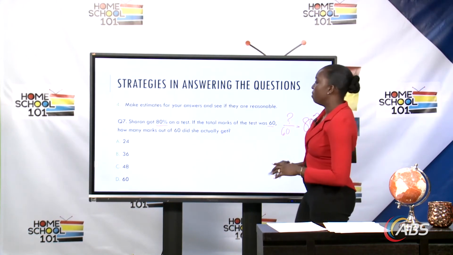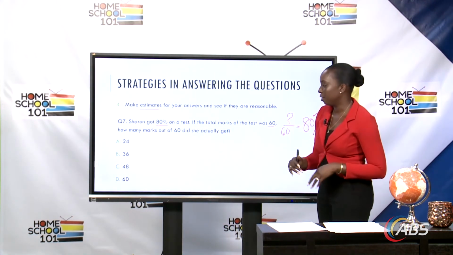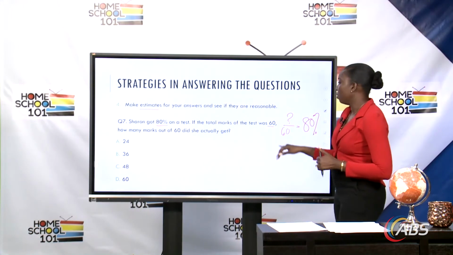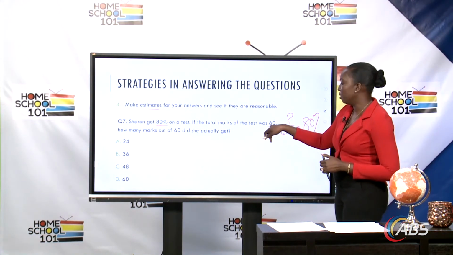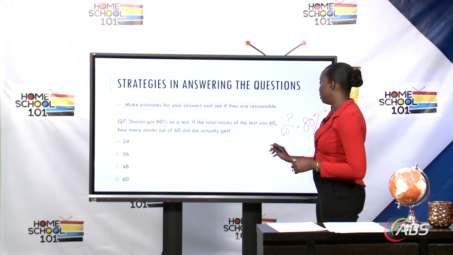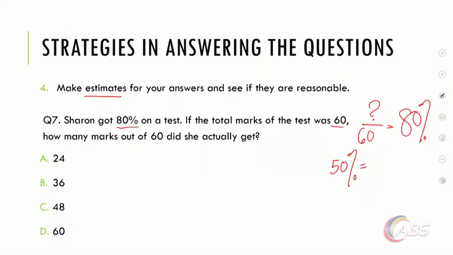Remember, we are estimating, and so we're not going to be looking for exact here for this particular question. All right, so let's think about this in the best way possible. Now, we can all come up with 50% of some number. 50% is just half of that number. So if the test was scored out of 60, half of 60 is 30. So 50% is equal to 30 marks.